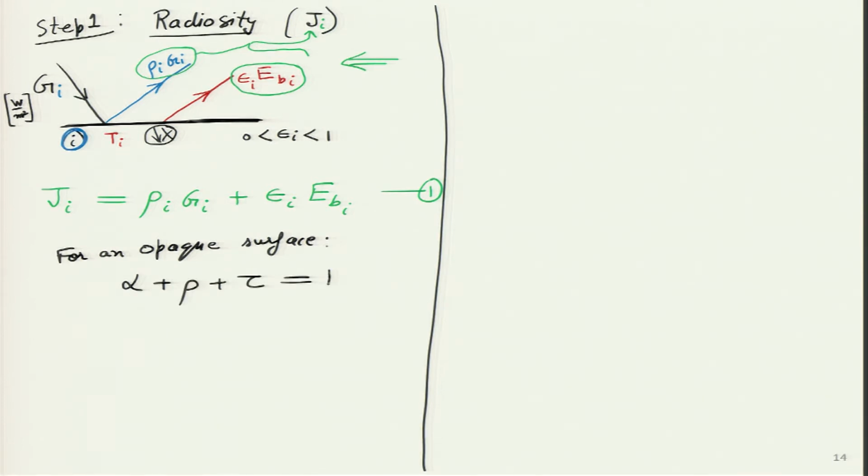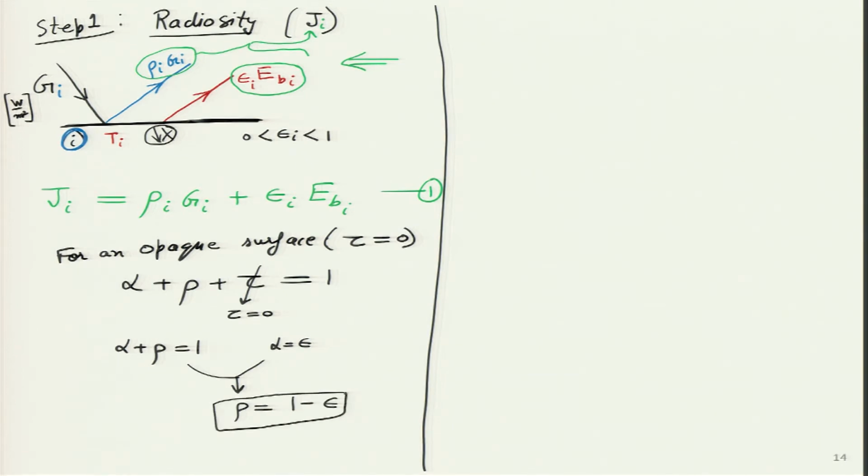For a general surface this is true, but because the surface is opaque, the tau value is 0, because for an opaque surface there is no transmissivity. This means the expression reduces to alpha plus rho equals 1. Also, from Kirchhoff's law we know that usually alpha is equal to epsilon, the emissivity. If I combine these two relations, what I get is that rho is simply 1 minus epsilon, and this is my equation number 2.